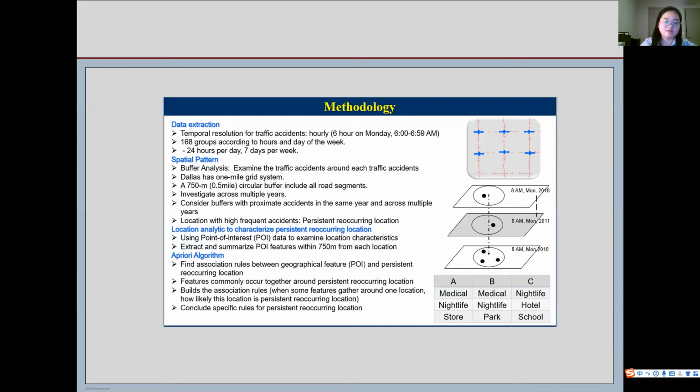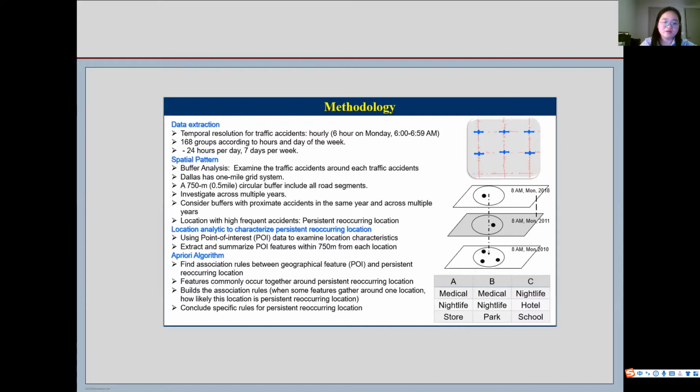We use the buffer method to analyze spatial and temporal pattern. Considering the road system in Dallas, we create a 750-meter circular buffer for each accident location. Then we wanted to find out the locations with frequent accidents. So we compared the buffer in each year. For example, the first layer, the buffer is created based on 8 a.m. Monday 2010. Then we check the buffer in the same location but created in 2011. Then we continue to check the next few years until 2018.